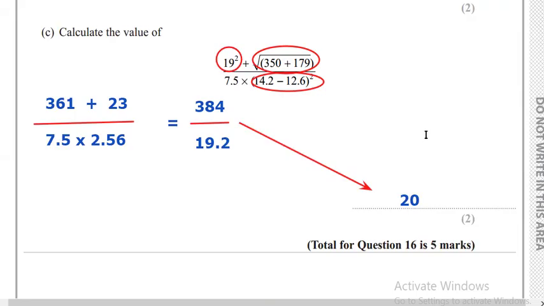As I said, if you have a question like this in section A, you don't have to do all of these steps. But because the question is in section B, it means you have to do some steps of simplifying. This one alone gives me 361. This one gives me 23. This one is the same, multiplied by this one, which is 2.56. Add these, you get 384. Multiply these, you get 19.2. And then you divide these, you get 20. And that's the idea of the whole question.